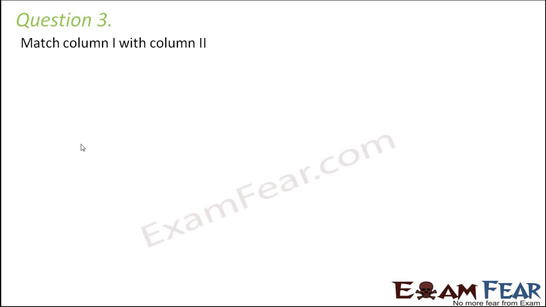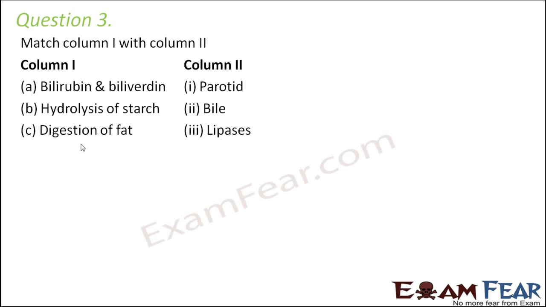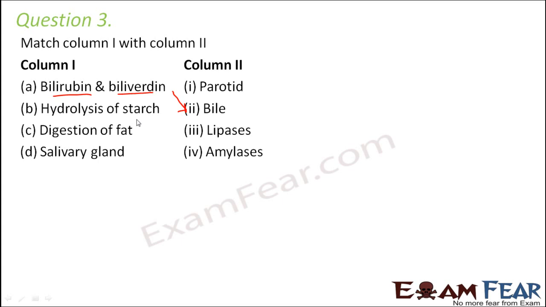Question number 3. Match column 1 with column 2. Let us see what's there in column 1 and what's there in column 2. Okay, so we have these many things. Bilirubin and biliverdin. So what are these? These are the bile pigments, the yellow color pigments. So A will match with 2, the bile pigments.